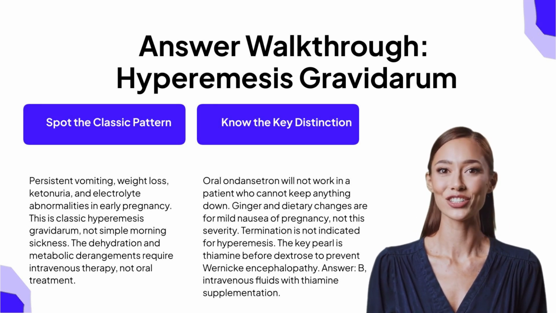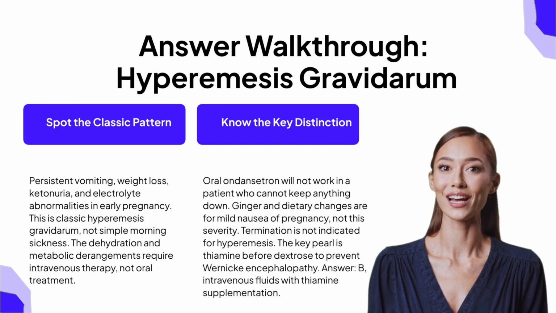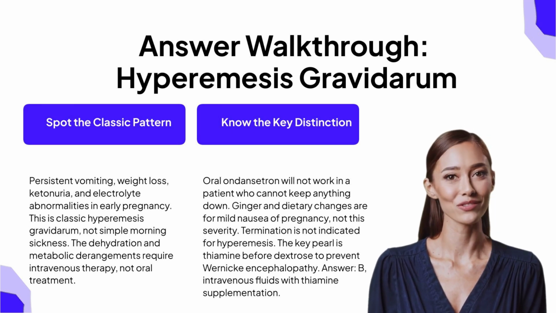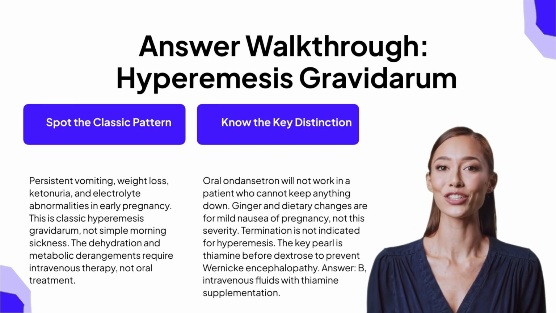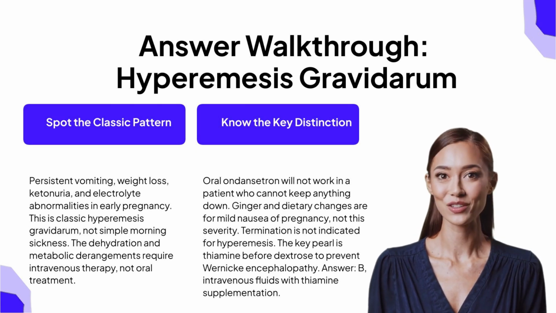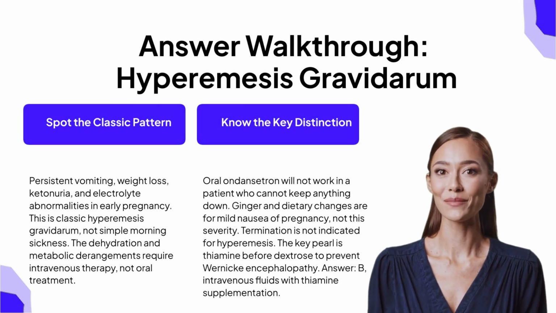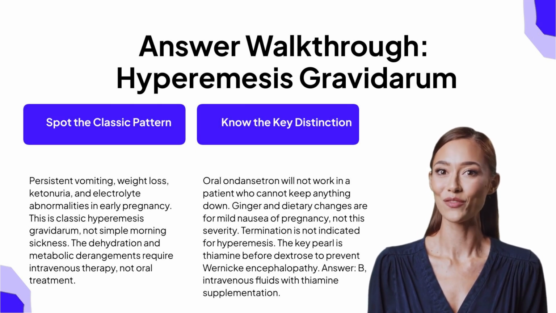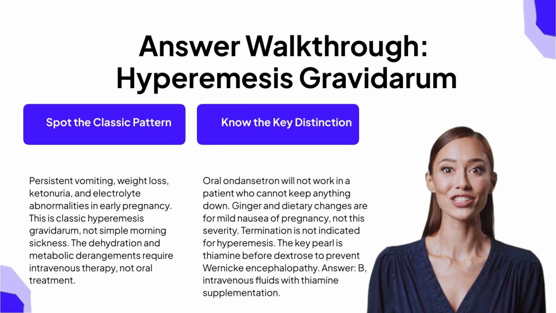Now for the key distinction. Oral ondansetron will not work in a patient who cannot keep down anything by mouth, so giving an oral medication does not make sense as the initial step. Ginger supplements and dietary modification are appropriate for mild nausea of pregnancy, but are completely inadequate for this severity. Termination of pregnancy is not indicated for Hyperemesis Gravidarum. The correct answer is B, intravenous fluids with thiamine supplementation.